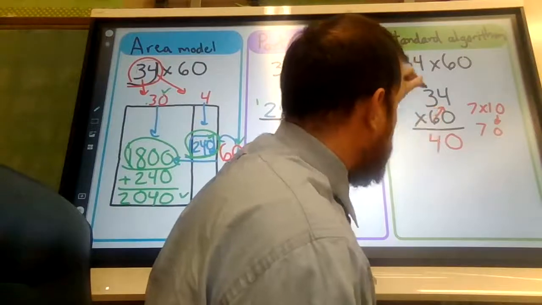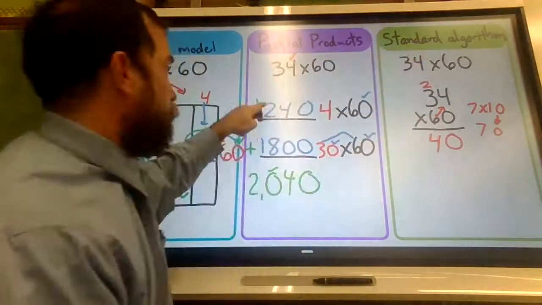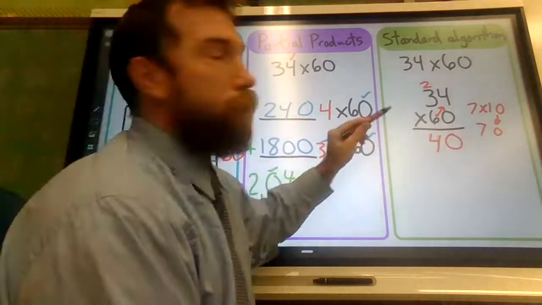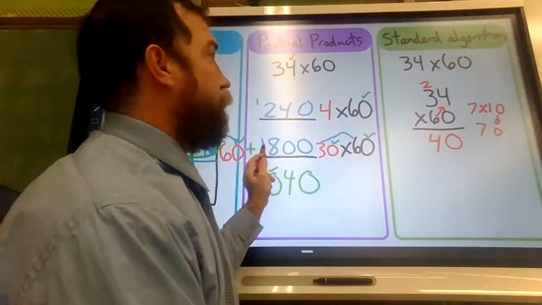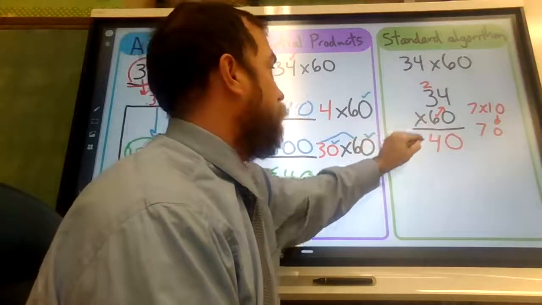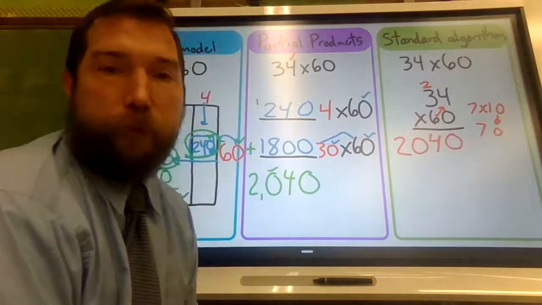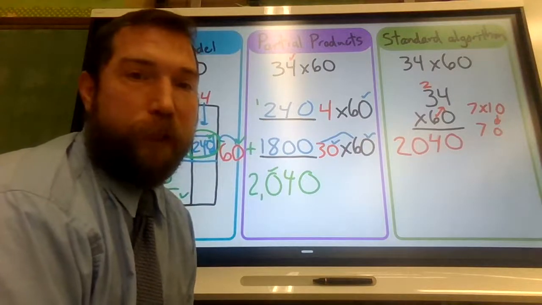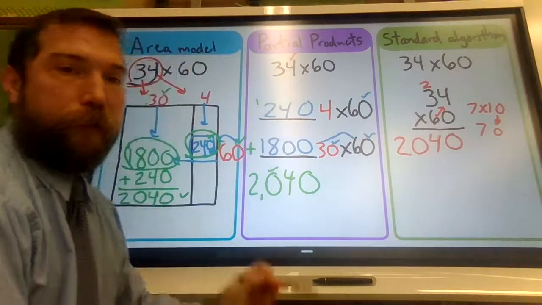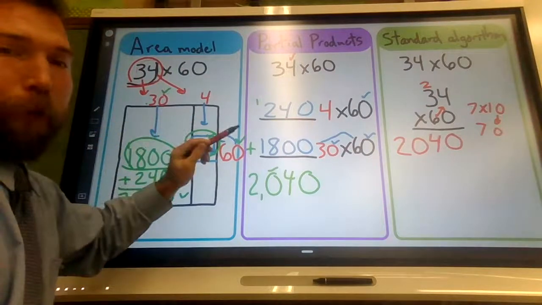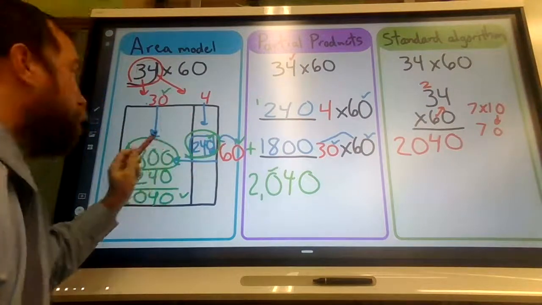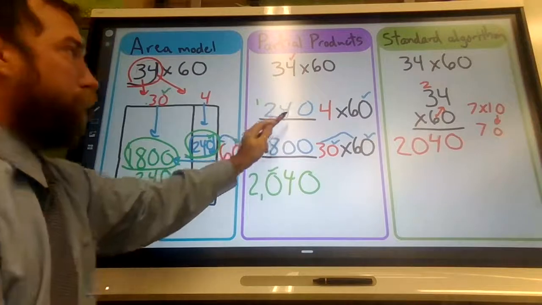So the 4 goes down, the 2 carries. Again, the same 2 that's over here. 6 times 3 is still 18, plus our 2 makes 20. So again, I just ended up with that same exact amount. Whether it's the area model or partial products, it's the same exact math. Just one has boxes, one doesn't.